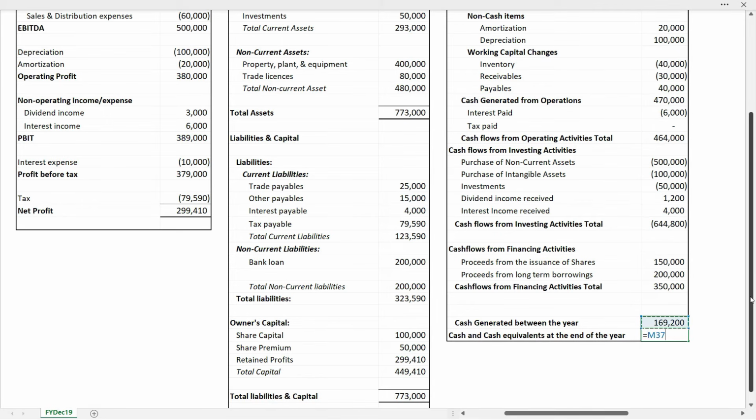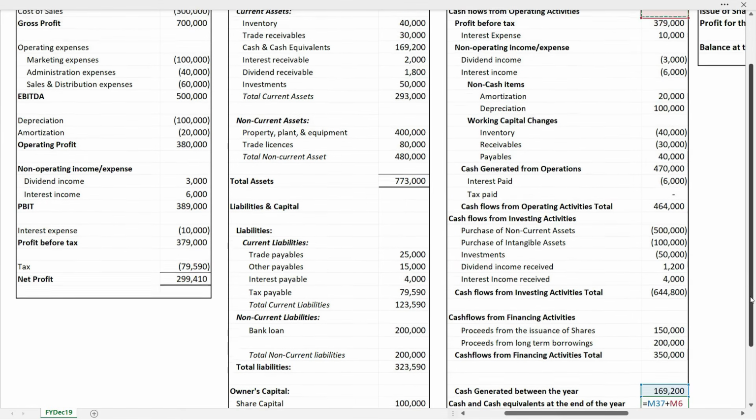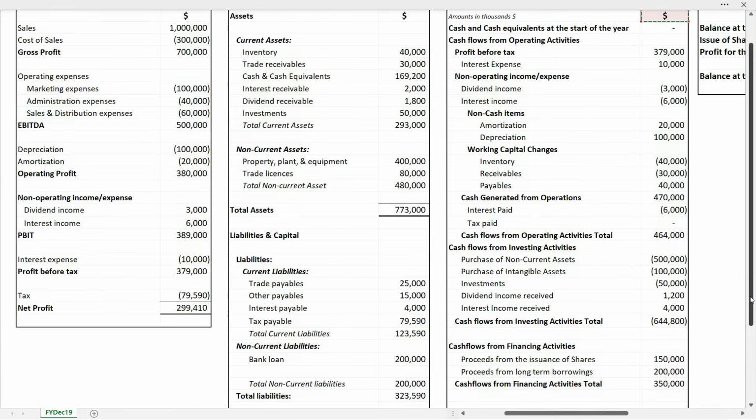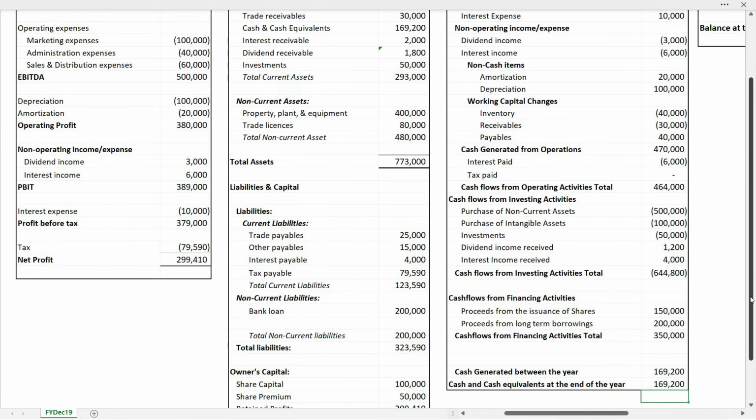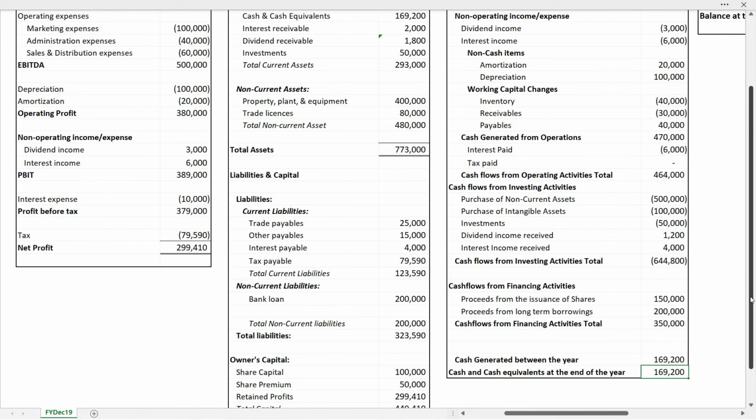So I would say previous value that we have, that is cash generated in the year, plus the opening value that is on the top of my value. Here it is, cash and cash equivalents at the start. And once you do that, you can see my cash and cash equivalents at the end of the year are 169,000. Now the question is, is everything correct here?